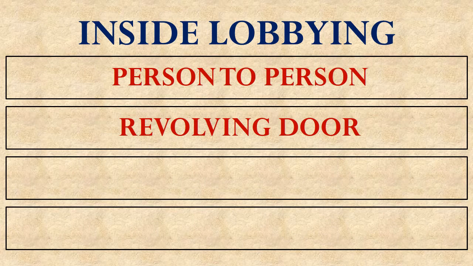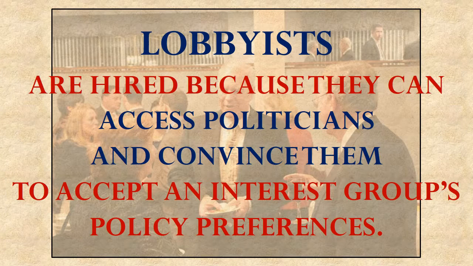The next feature of inside lobbying that we need to discuss is the revolving door. Now, to understand what this is alluding to, we have to think about what sort of people are going to be hired to be lobbyists. They're going to be people who, for some reason, can get access to politicians easier than others would. And then when they have that access, they're going to be able to convince the politicians easier than others to do what their interest groups want. So those are the talents, the abilities that you're looking for in a lobbyist if you want to hire them.